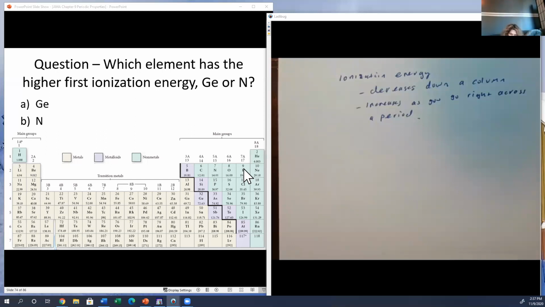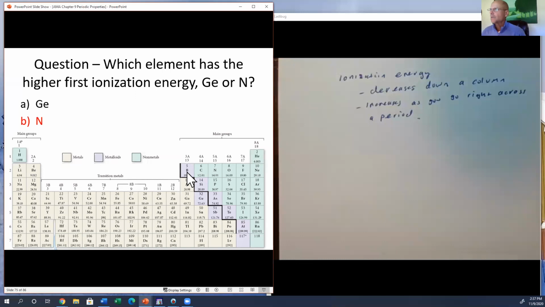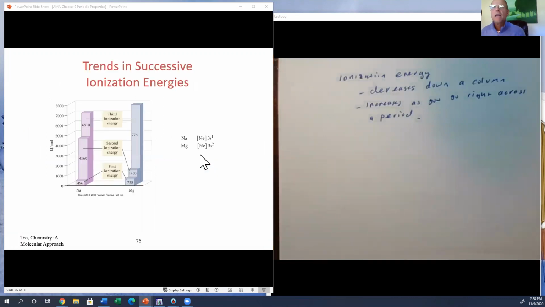Okay, very good. Virtually all of you got that. It's nitrogen, right? Because as you go down, ionization energy gets smaller. And then as you go to the left, where's germanium? This way it gets smaller again. So nitrogen is bigger than germanium in terms of ionization energy. Okay, very good. Sounds like you guys are understanding.